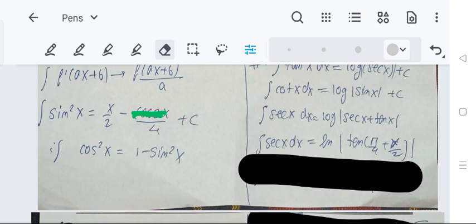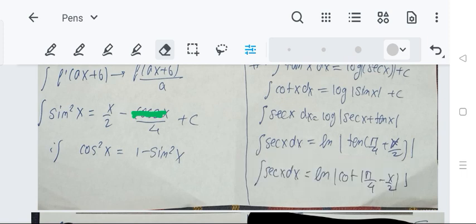Secant x has many forms. The integration of secant x is log of secant x plus tan x, and the integration of secant x is also log of tan of pi by 4 plus x by 2, and the other is ln of cot of pi by 4 minus x by 2. This can be derived by using tan equal to 1 upon cot, but you remember these two properties. The second ones are used very much, and if you remember these also, it is easy. From here you can derive this also, but it is good if you remember that.